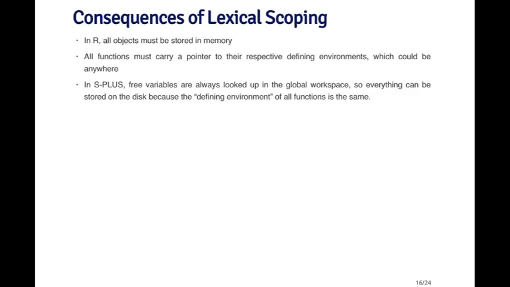Second, every function has to carry a pointer to its defining environment, and that defining environment could literally be anywhere because there could be functions within functions, and if one function returns another function, then there has to be a pointer to that piece of memory where the defining environment is stored. So this makes the model a little bit more complex, but all the more useful. In S-PLUS, which was the original implementation of the S language, the free variables were always looked up in the global workspace. So everything could be stored on the disk because the defining environment of all the functions was the same.